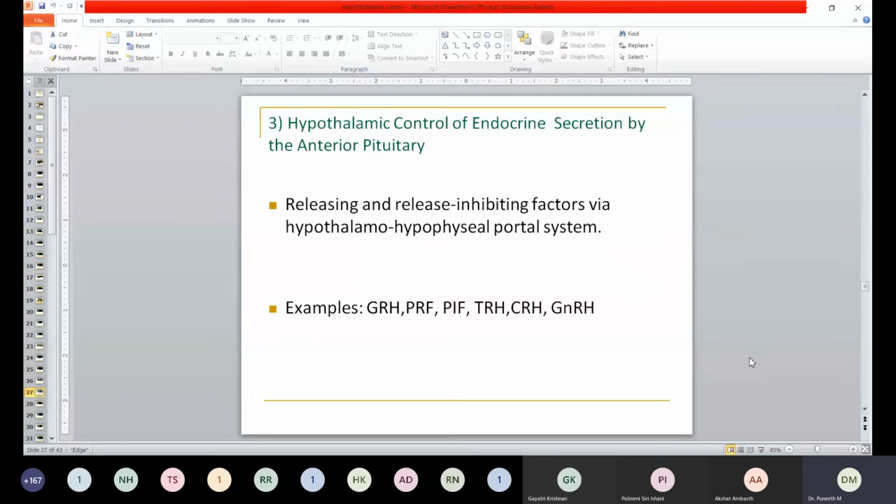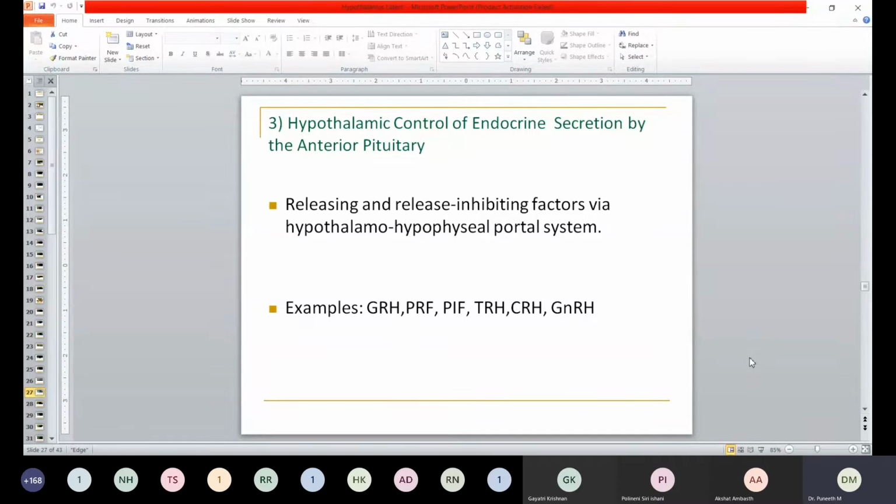Coming to the third function, after food intake and water balance, the third function of the hypothalamus is hypothalamic control of endocrine secretion by the anterior pituitary gland. So you all know the hormones of the anterior pituitary gland: growth hormone, thyroid stimulating hormone, adrenocorticotropic hormone, FSH, LH, all those anterior pituitary hormones are there. So what will the hypothalamus do? It will control the secretion and release of these hormones from the anterior pituitary.